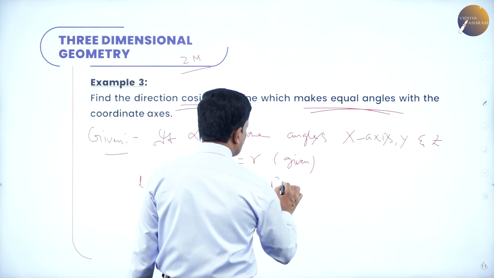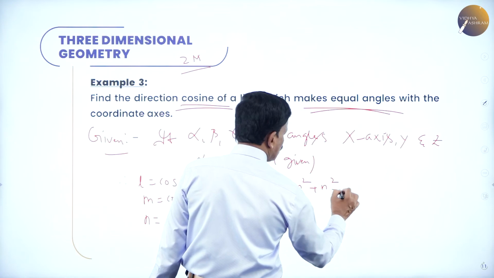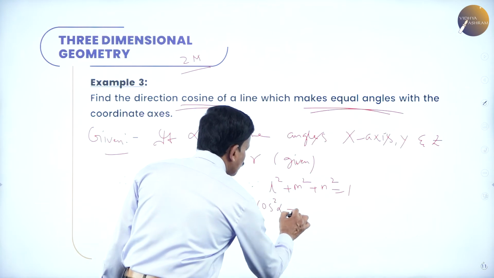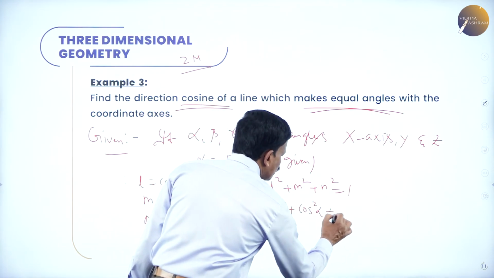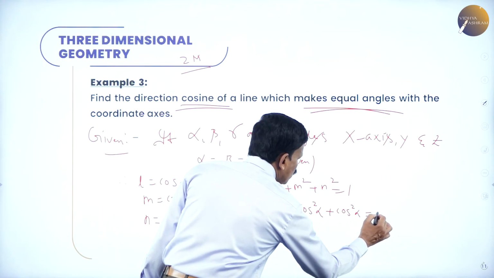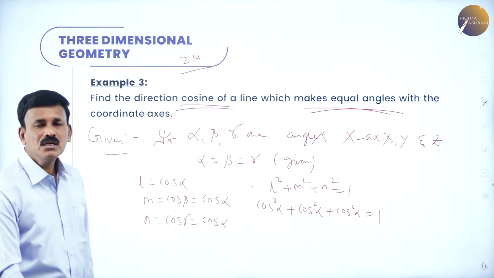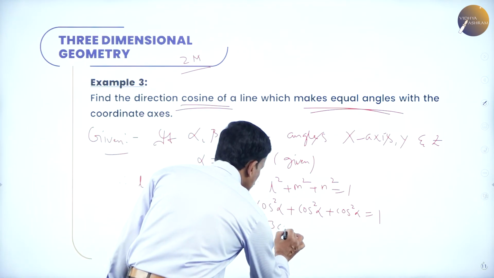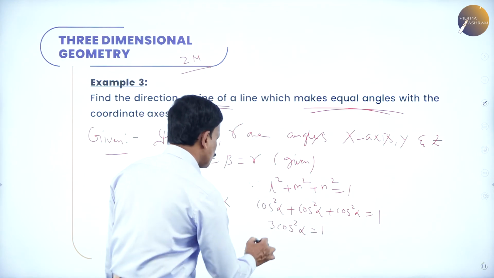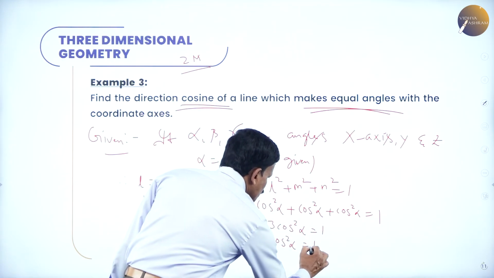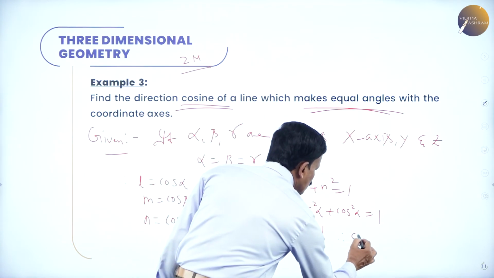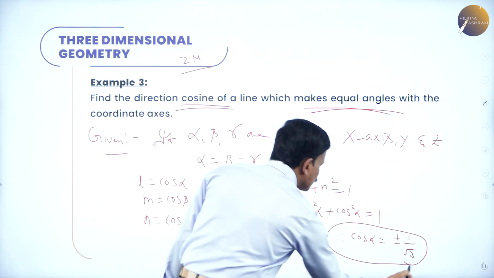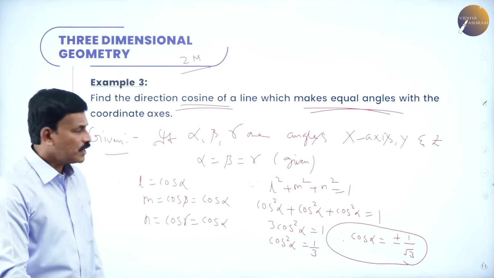Since we know the relation l squared plus m squared plus n squared is always equal to 1, substitute the values. l is cos alpha, so this is cos square alpha. m is also cos square alpha. n is also cos square alpha, equal to 1. So cos square alpha plus cos square alpha plus cos square alpha is 3 cos square alpha. 3 times cos square alpha is equal to 1, or cos square alpha is equal to 1 by 3. Therefore, cos alpha is equal to plus or minus 1 by root 3.